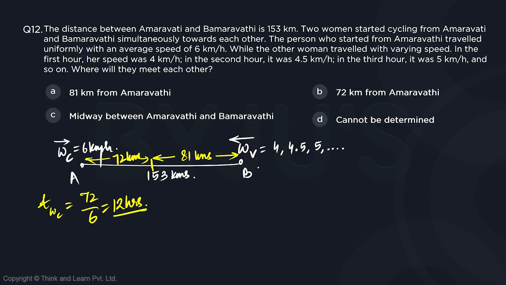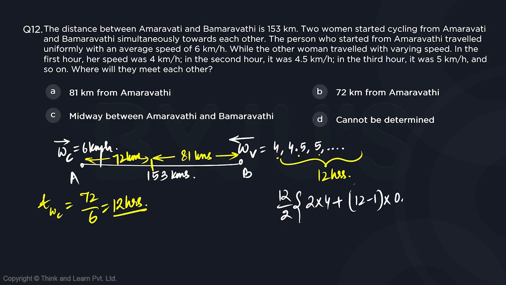So let's see, in 12 hours, will this become 81 kilometers? We can brute force and write the values, or we can use the AP logic. If we say each distance covered is for 1 hour, then in 12 hours, or in 12 terms, what will be the sum of this particular series? So this is 12 by 2 into 2 into first number plus 12 minus 1, n minus 1, into common difference. Common difference is 0.5.